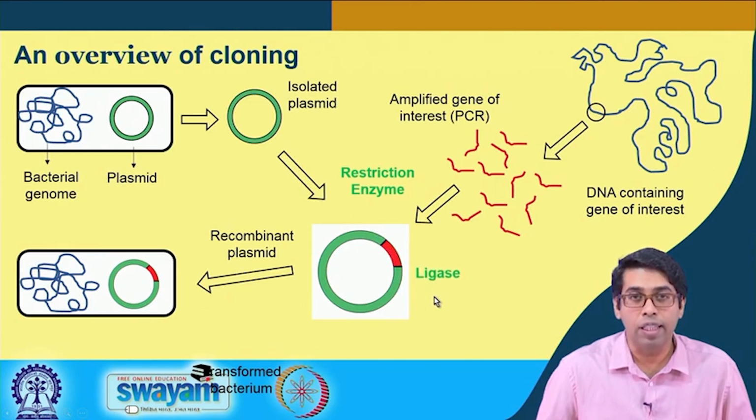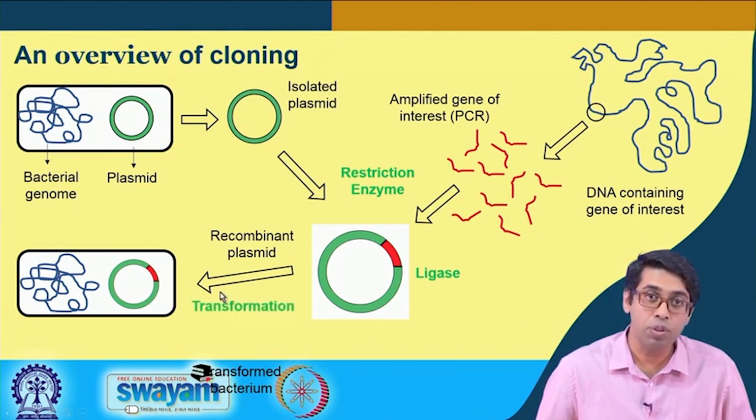So, we need a ligase to form the covalent linkage, and then you have this complete circular DNA, which will be transformed into the bacteria to get our bacterial clone. That is the step of transformation.